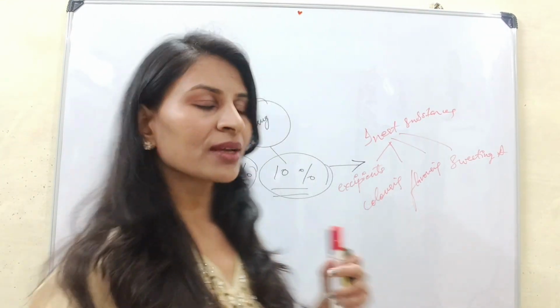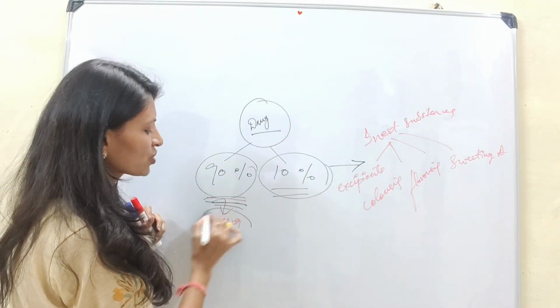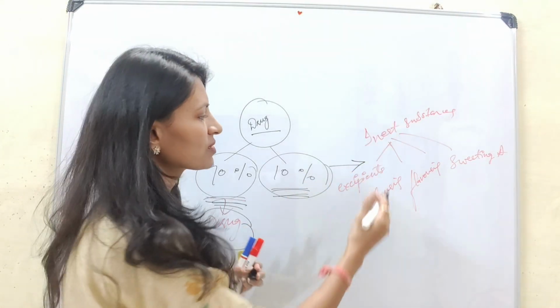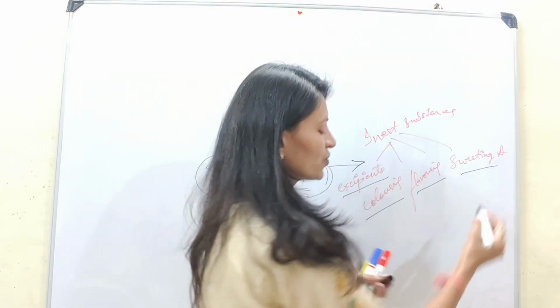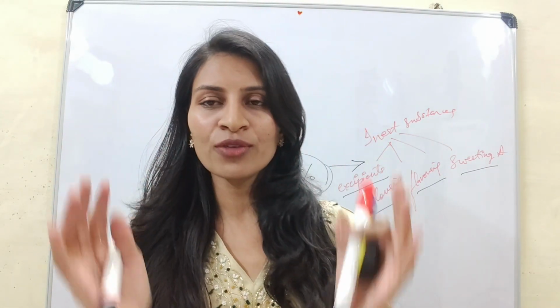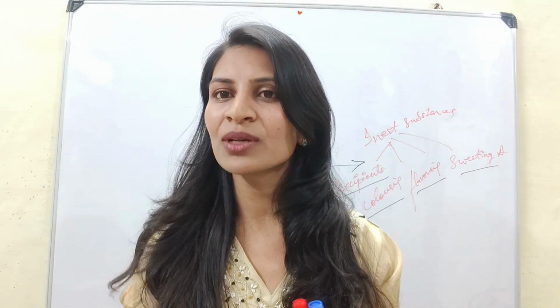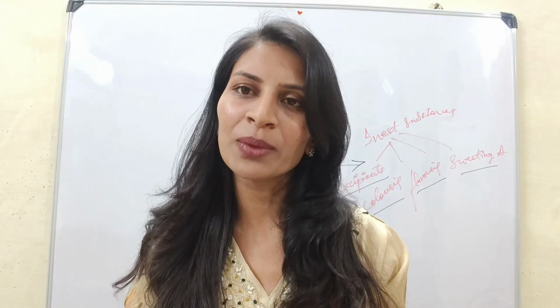What are they? Let's see. If this is the drug and I say 90% is the actual drug, the next 10% is the inert substances like excipients, coloring agents, flavoring agents and sweetening agents. We add them to give the drug a tablet form or a capsule form or a disc-like shape so that it is easily palatable and the patient can take it with comfort and be compliant with it.